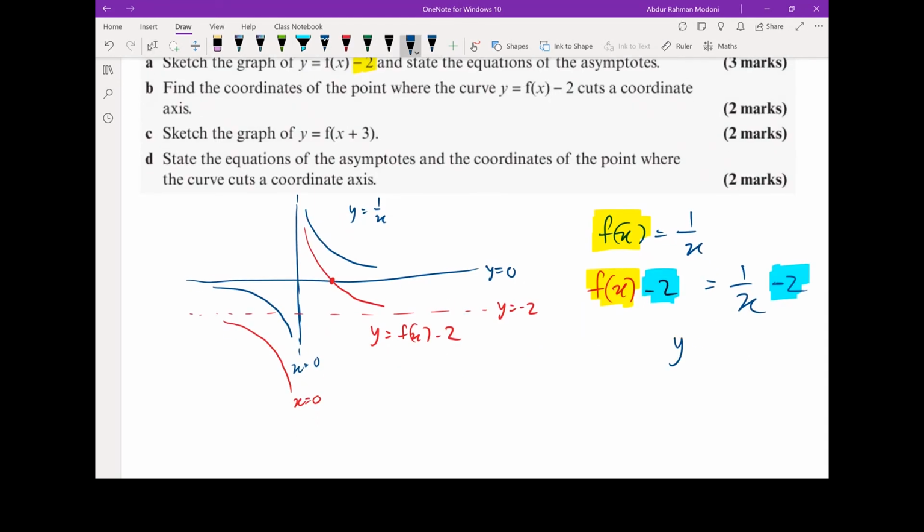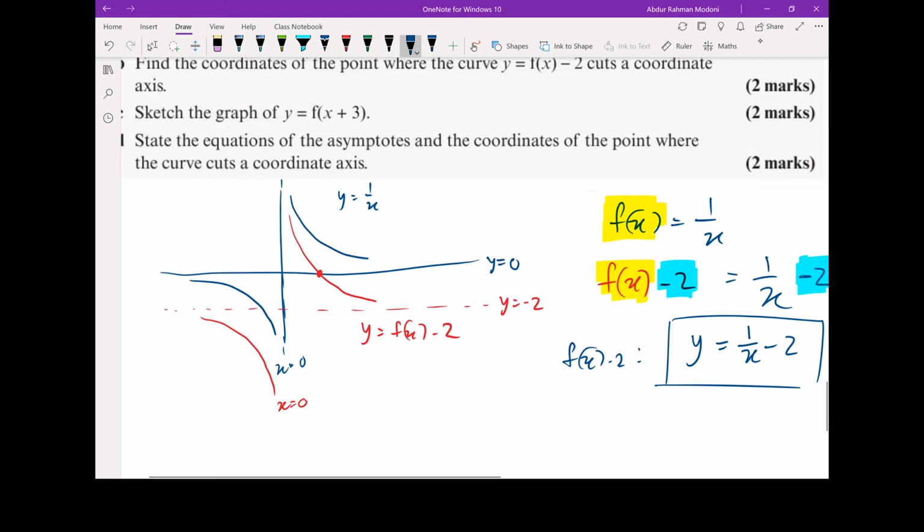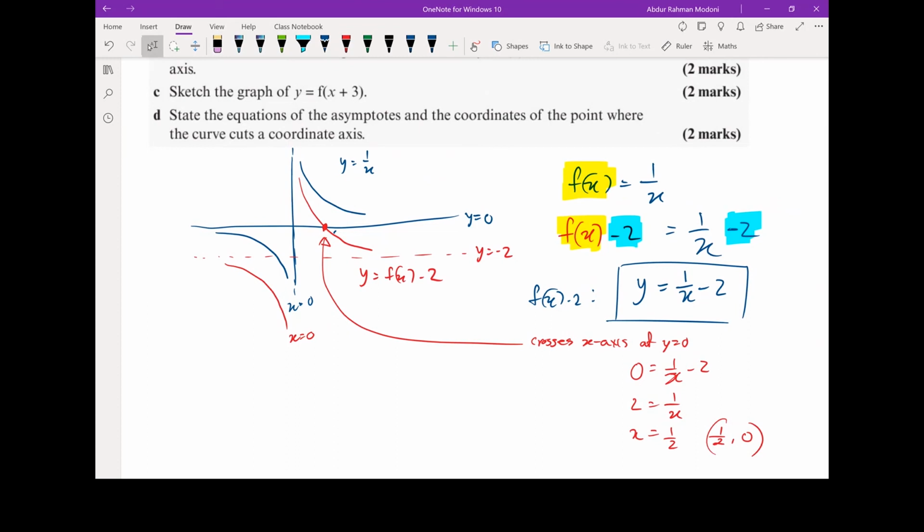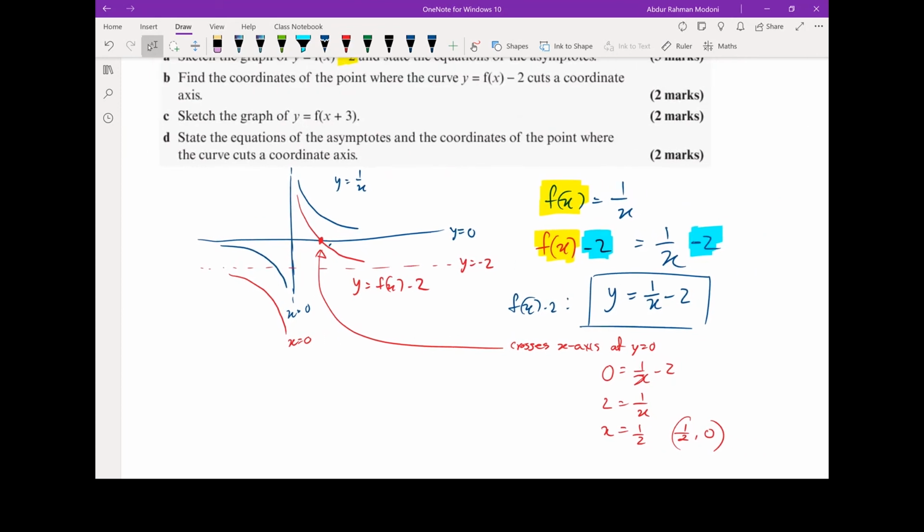I'll write that down in terms of y, so I'll just say let y is equal to 1 over x minus 2. And this is my function f of x minus 2. So now that I've got the function, I'm going to determine the point of intersection. Now this point of intersection is crossing the x-axis. So where does it cross the x-axis? It crosses the x-axis when y equals 0. So 0 is equal to 1 over x minus 2. 2 equals 1 over x. So x is equal to a half at this particular point. So the coordinate is (a half, 0), the point of intersection with the x-axis. Okay, so that was part B.